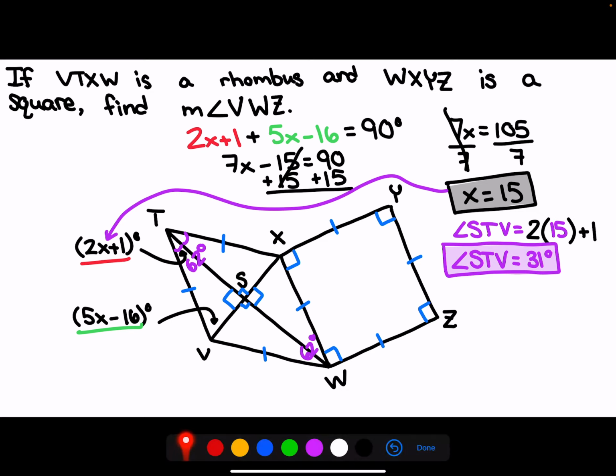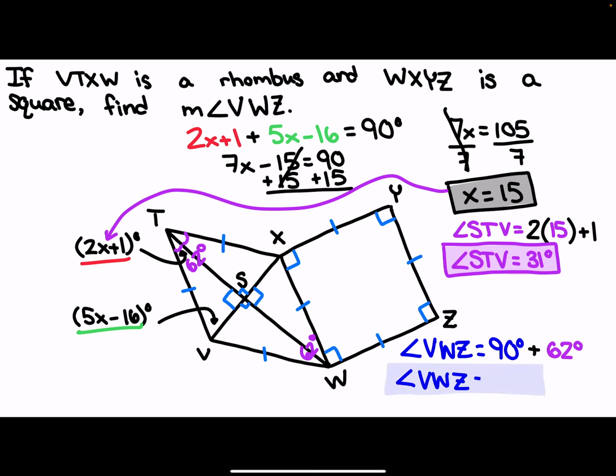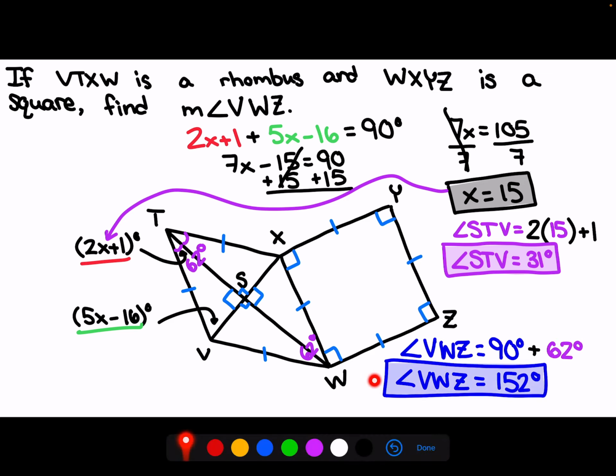So angle STV is 31 degrees, and then if I double it, it'll be 62 degrees. We're trying to find angle VWZ. I already know that all 4 angles of a square are 90 degrees, and I also know opposite angles in a parallelogram are congruent. So therefore, angle VWX is 62 degrees. Angle XWZ is 90. 62 plus 90 will give me angle VWZ. So that will give us our final answer of 152 degrees.